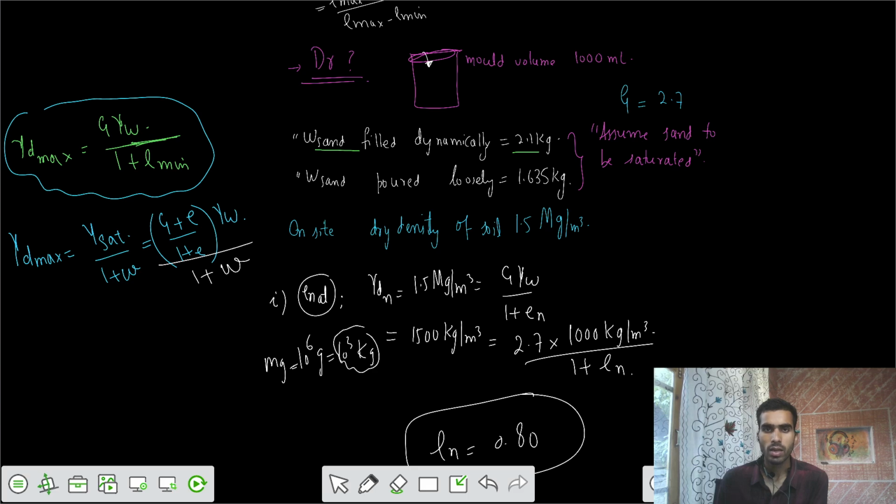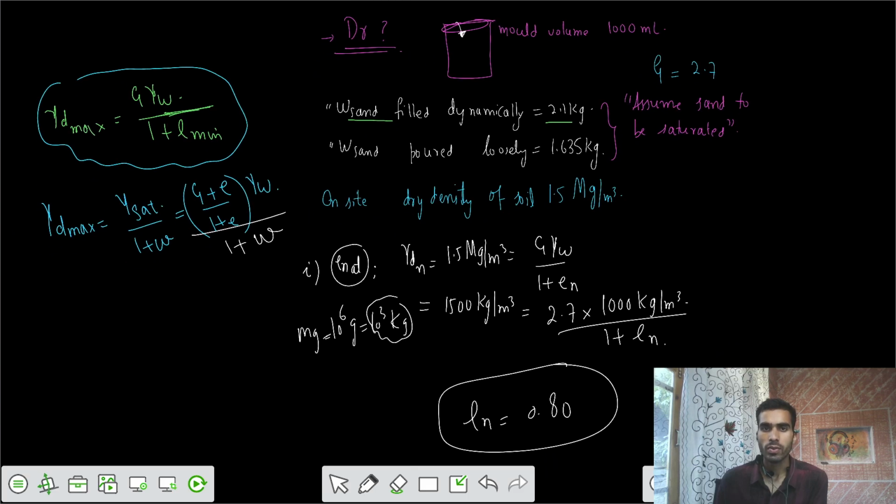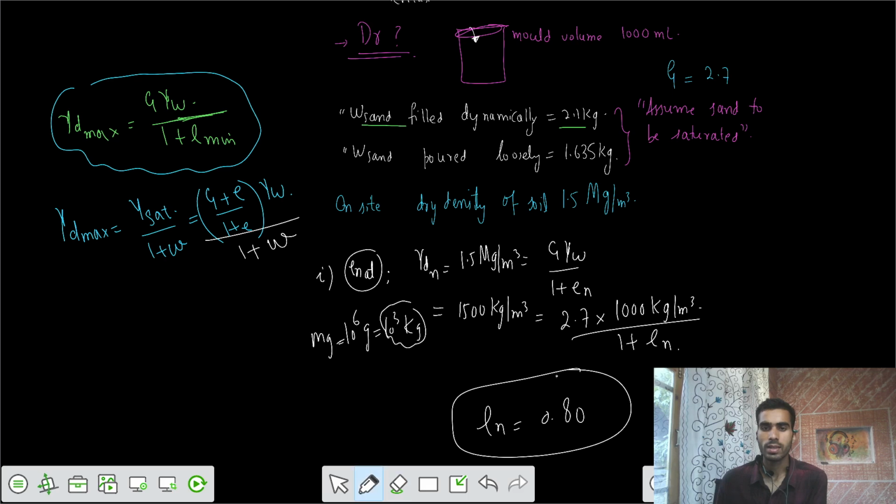Your weight is there, volume is also there, but this weight corresponds to sand that is saturated. That sand is saturated, so this is a very important statement here. If the soil was dry, then we can directly write G gamma W by 1 plus e and get the value of e. So that's your job to do.